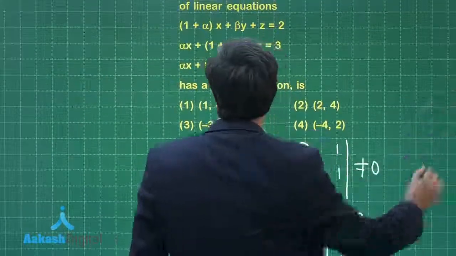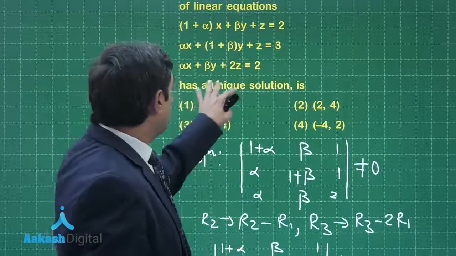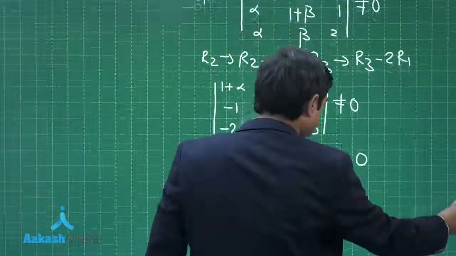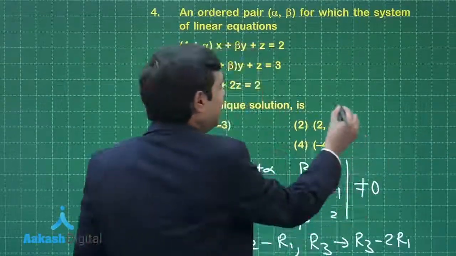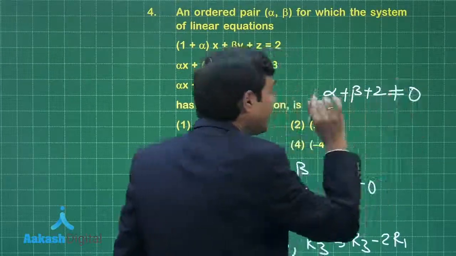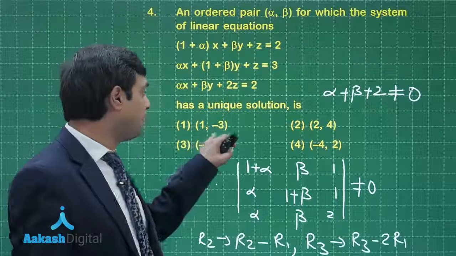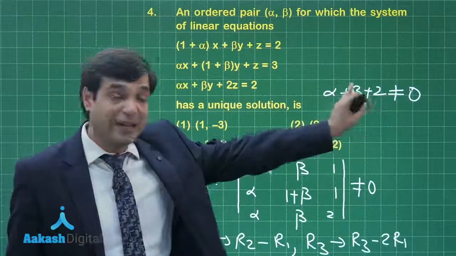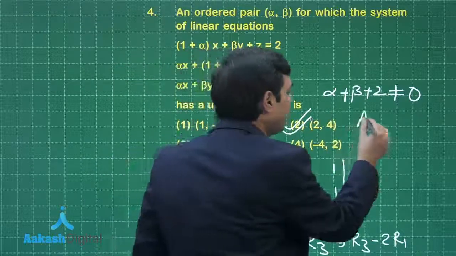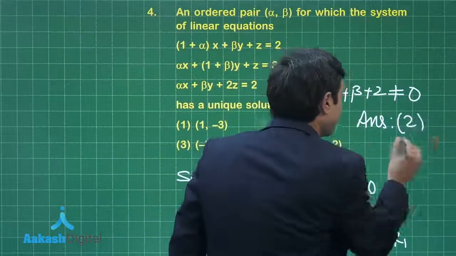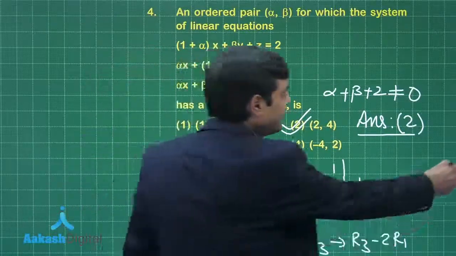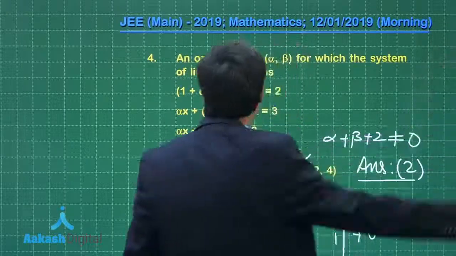So, let us see the question. Now, they are asking for the possible set alpha comma beta. Let us see which of the following options satisfies alpha plus beta plus 2 not equal to 0. When you put the first option, you can see 1 minus 3 plus 2 is 0, so it is not satisfied. When you put the second option, both positive, clearly it is going to satisfy. So, that is the correct answer. You can cross verify with options 3 and 4. Yes, these are making it 0. So, the correct option for this question is option number 2.